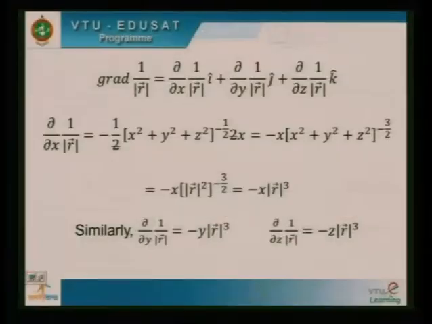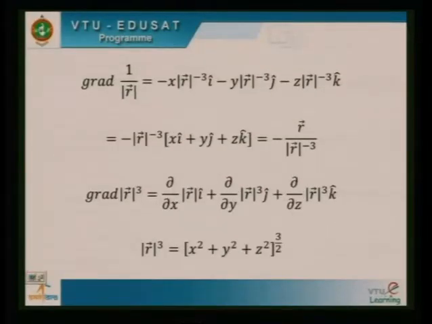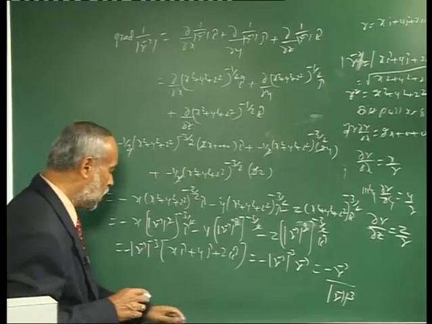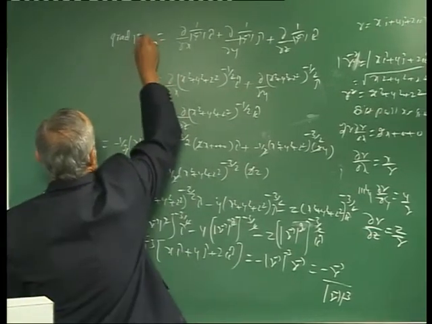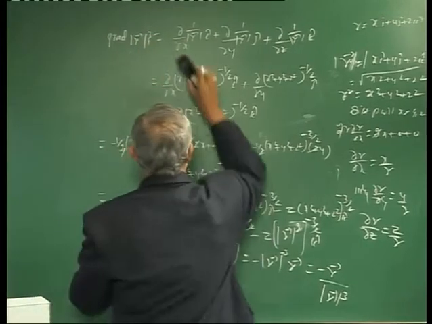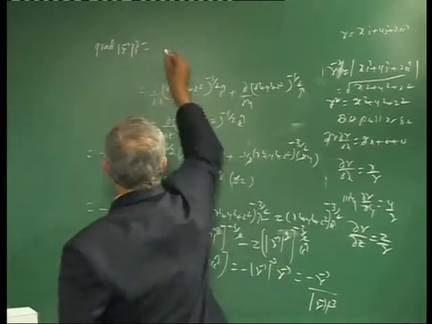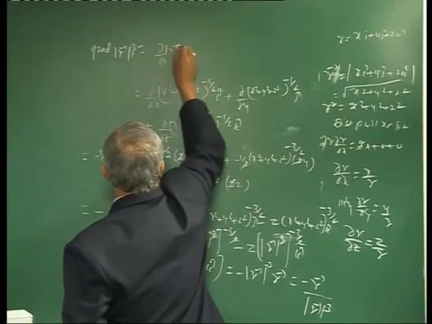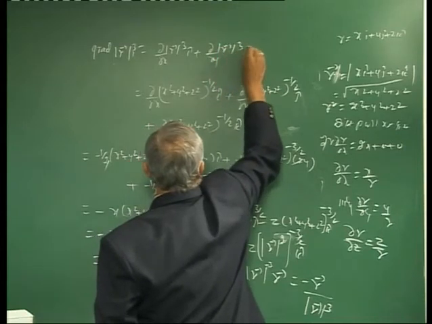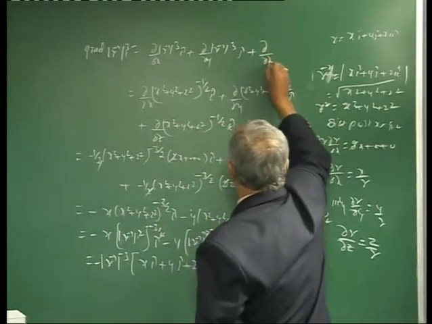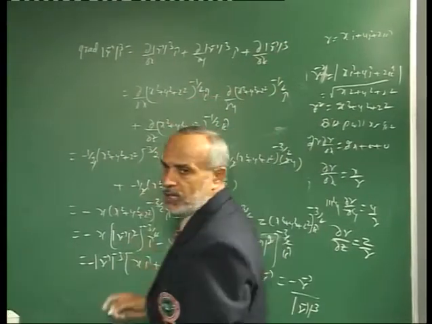Then what is the second one you have to prove? You have to prove the gradient of modulus of r vector cube. This can be written as dou by dou x of modulus of r vector cube i vector, dou by dou y of modulus of r vector cube j vector, plus dou by dou z of modulus of r vector cube k vector, you have to prove that.